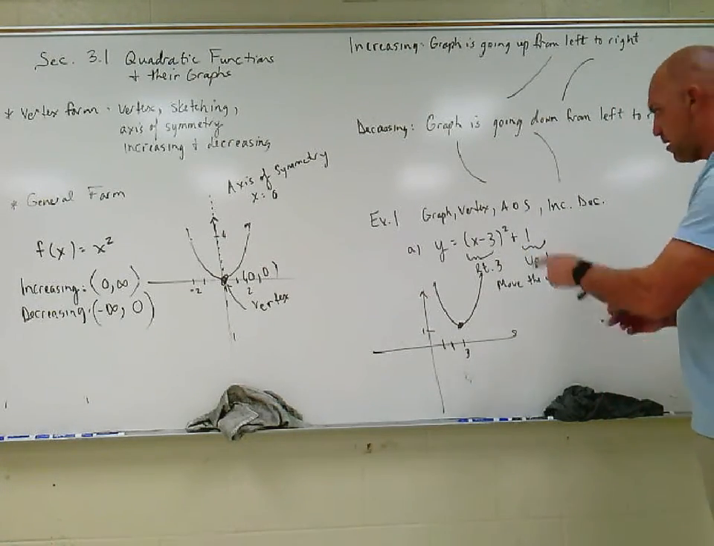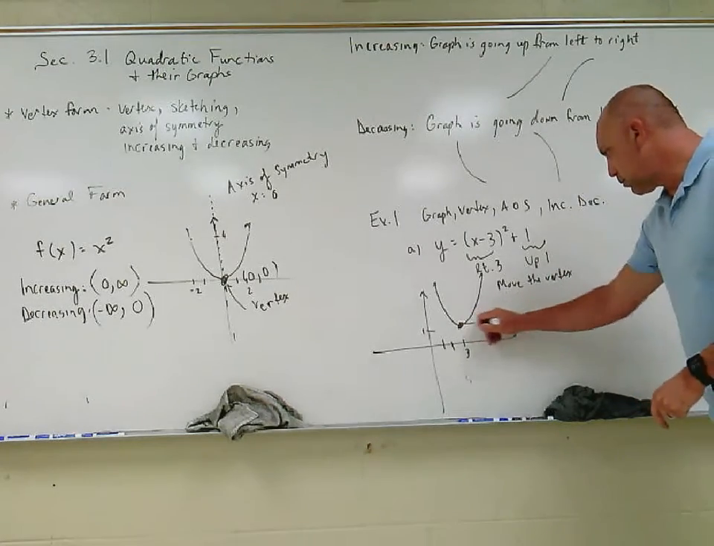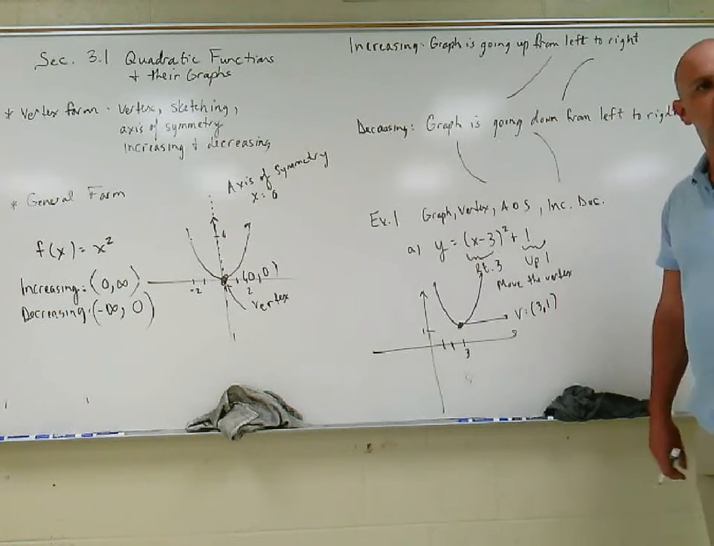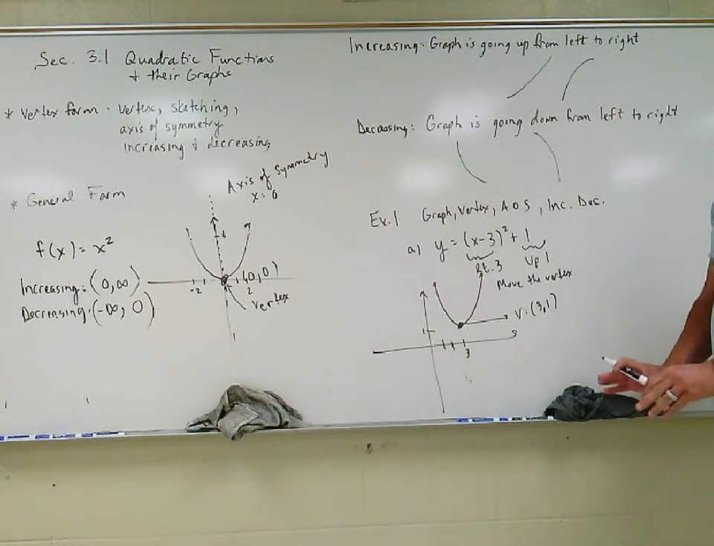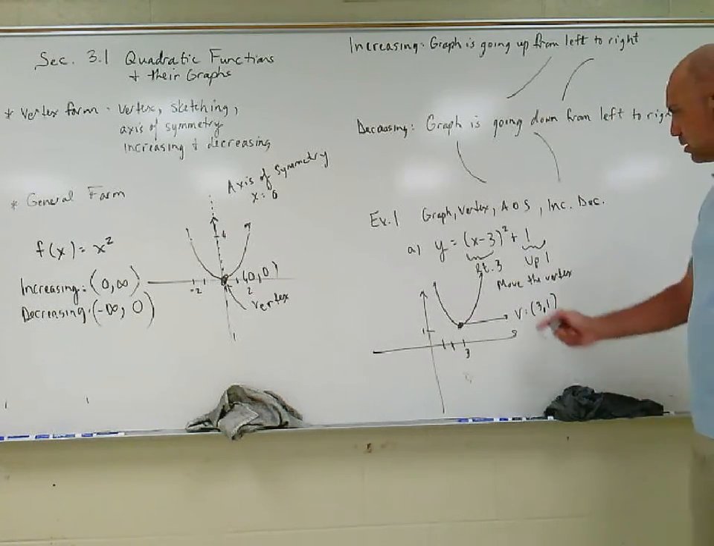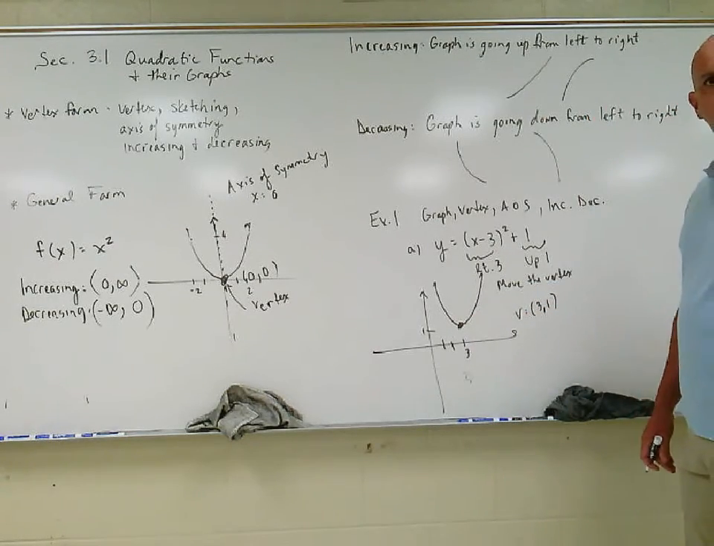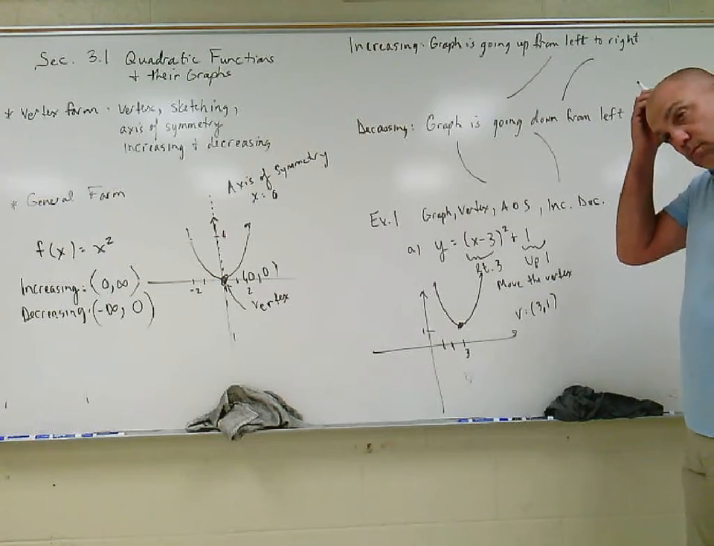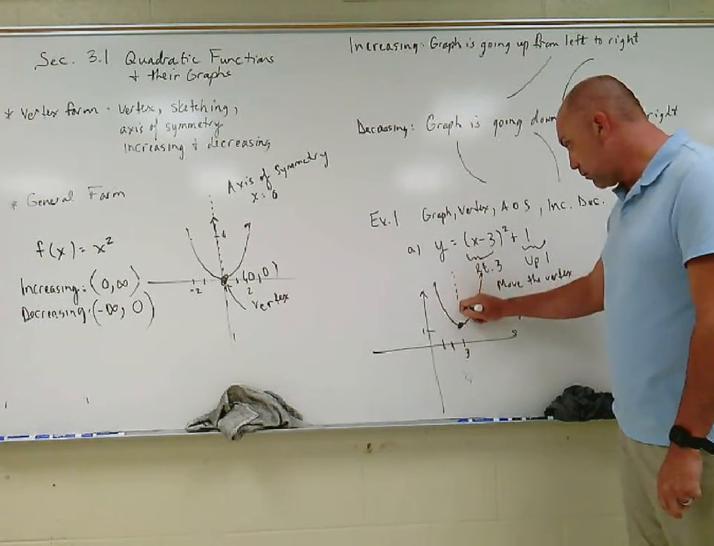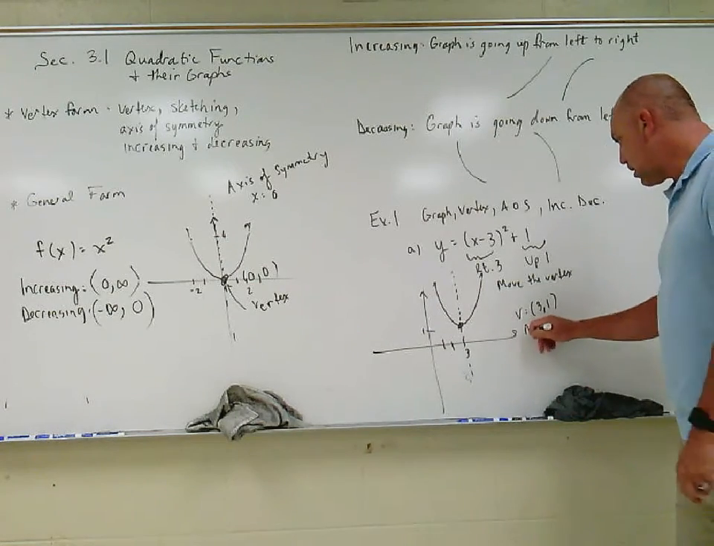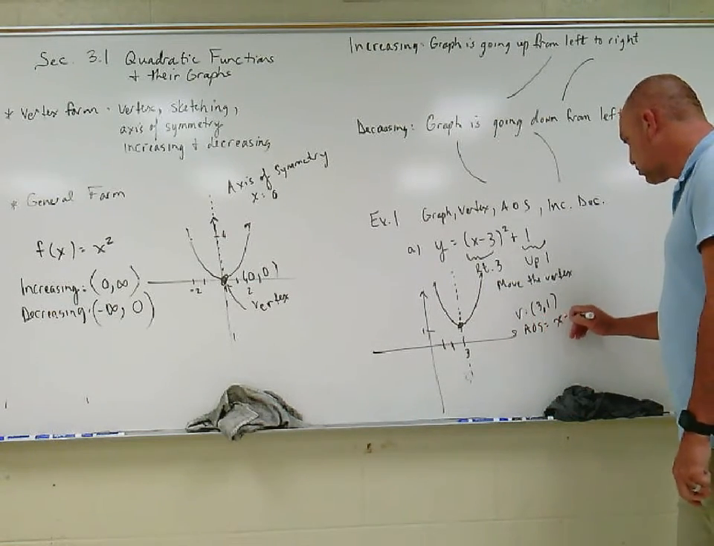So we've got the graph. We can see what our vertex is. Our vertex is (3, 1). We just write it as a coordinate like that. Everybody see how we got that? Okay. Axis of symmetry would go where? Yes, that's very good. It's whatever your x is. So it goes right through there like that. So your axis of symmetry is x equals 3.